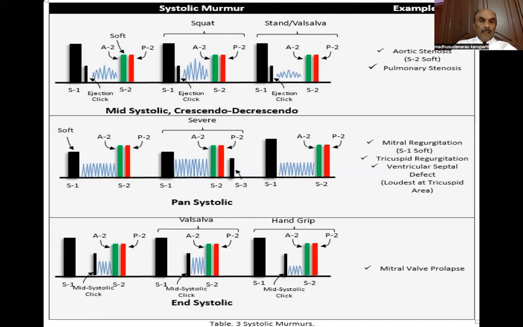This is the pansystolic murmur. It starts with the first heart sound and continues with the same intensity. There is no crescendo-decrescendo quality. It ends with the second heart sound. The pansystolic murmur is a characteristic feature of mitral regurgitation and ventricular septal defect.